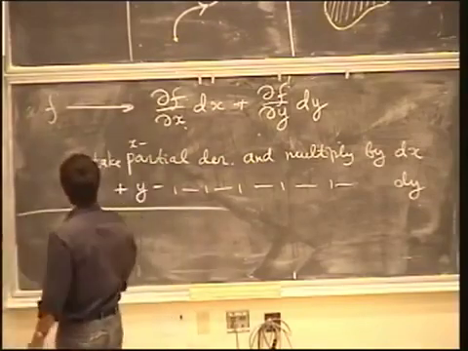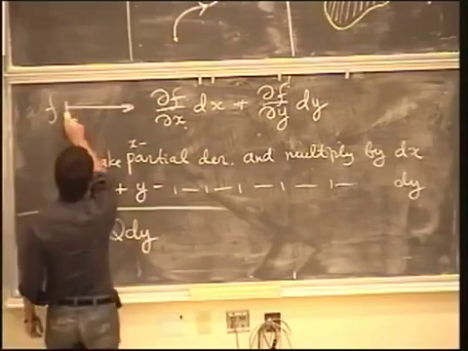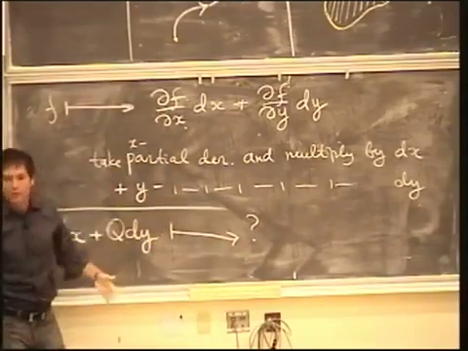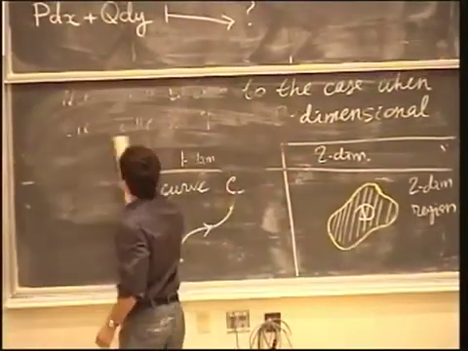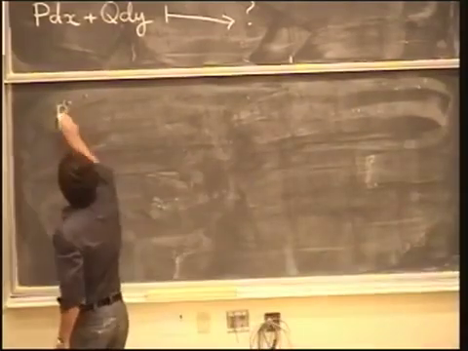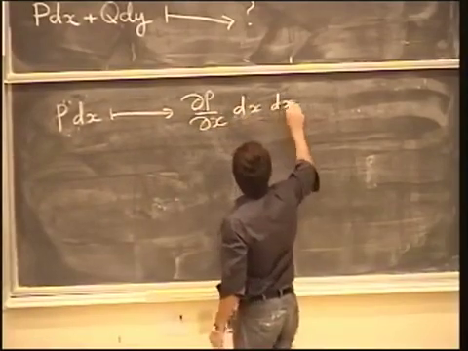So now my starting point will be p dx plus q dy. And I want to see what I can get from this by applying the same idea, the same procedure. Okay? So let me start with the first term, p dx. I apply the same rule: I take the derivative of p with respect to x, and I multiply by dx. And I keep the old dx, which I had before.